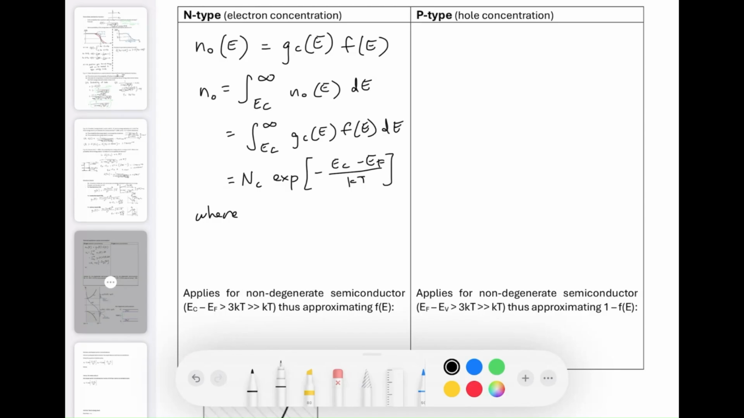So NC is actually the effective density of states in the conduction band. And what this is numerically equal to is 2 times (2 pi times the effective mass of an electron times kT over h squared, where h is the Planck constant) to the power of 3 over 2.